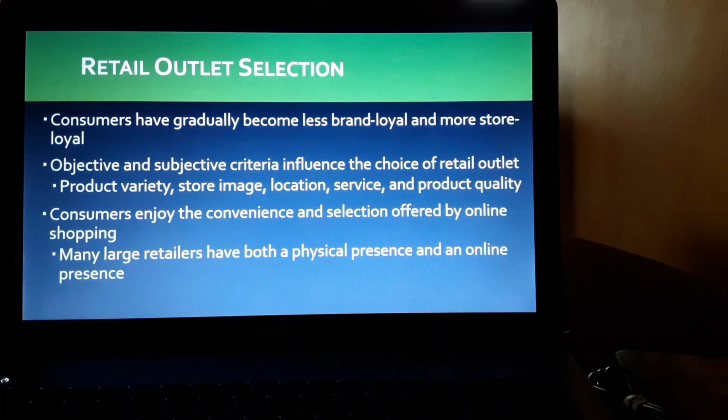Objective and subjective criteria, let's go back to that. A lot of that also is because of the services that are provided with different stores, and also store atmosphere, which we talked about in the previous chapter: store atmosphere, services, availability of the store, cleanliness of the store, that kind of thing. It's actually about the experience. It's not just about the brand, it's more about the experience of shopping. So objective and subjective criteria influence the choice of retail outlet. So objective, of course, is without bias, and subjective, of course, is with bias. Retail outlet, product variety, store image, location, service.